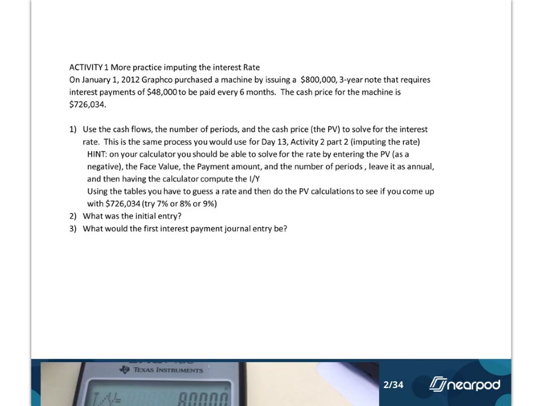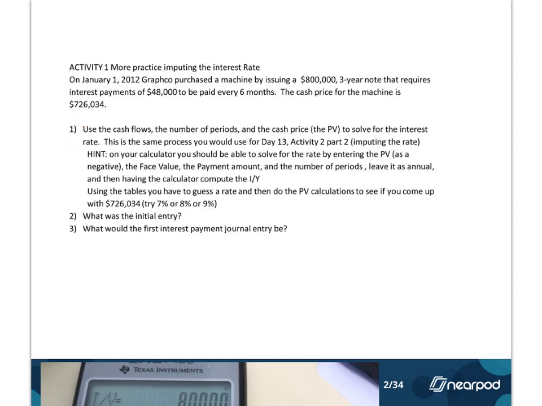Okay, so we're going to get through the activities from day 14 here. We had a couple of complications in terms of the different types of bonds, but we started out with getting a little more practice on imputing the interest rate. So here we're just looking back at some information with an equipment that was purchased with a note, and we have the face value of the note, we have the term paid every 6 months, we have the payment that's made every 6 months, the interest payment, and we have the cash price of the machine.